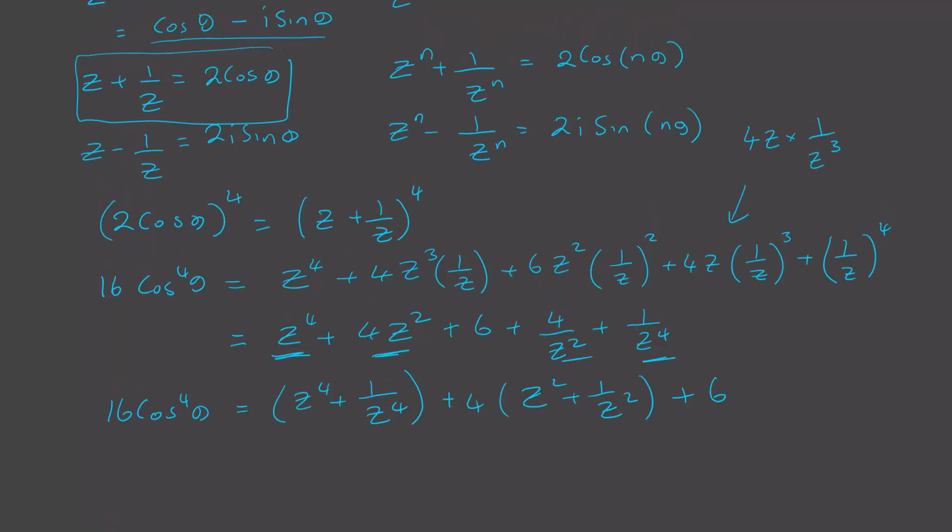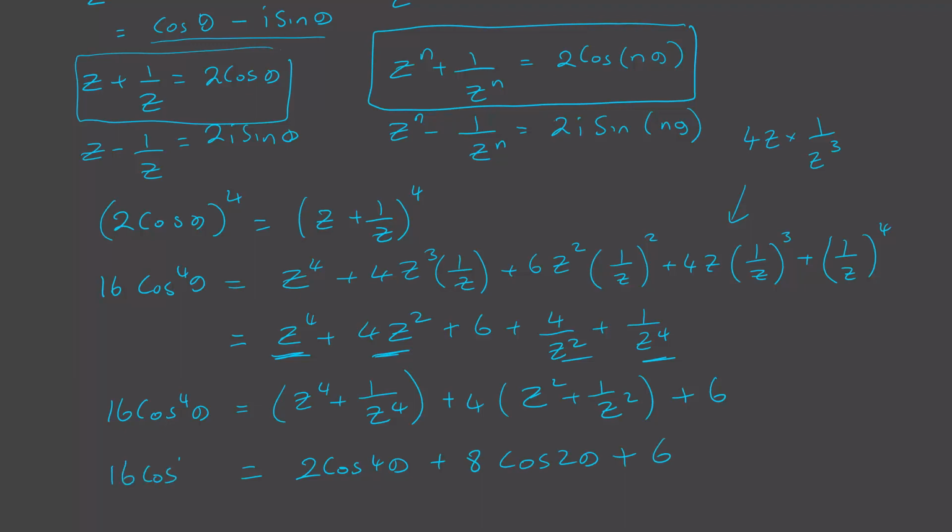Now if we come up to here, z to the 4 plus 1 over z to the 4 is 2 cos 4 theta. So this would be 2 cos 4 theta. And the z squared plus 1 over z squared, well, that's going to be 2 cos 2 theta. So I'm going to have plus 8 cos 2 theta plus 6, and that's 16 cos to the 4 theta.